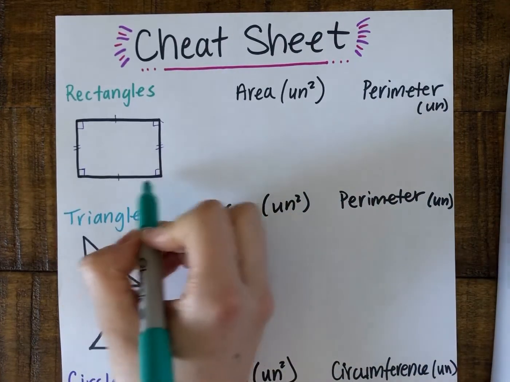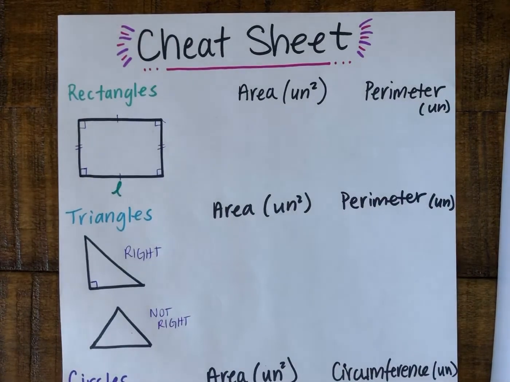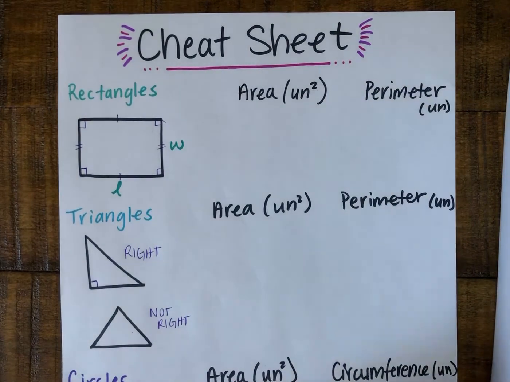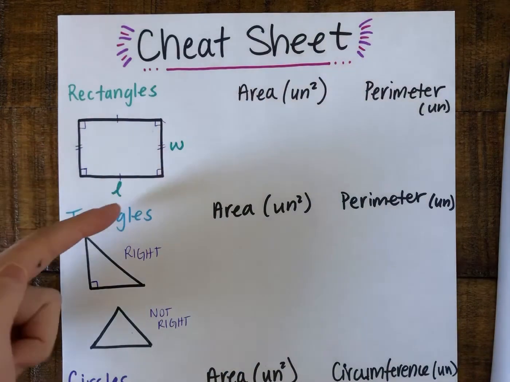You need to know the length of the rectangle. So there's my fancy L. I don't know why it has to be fancy, it is. And you need to know the width. And then we know that the opposite sides will be the same as the others.